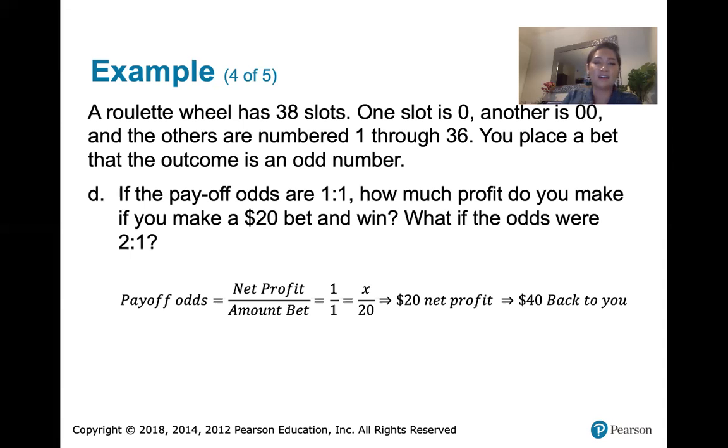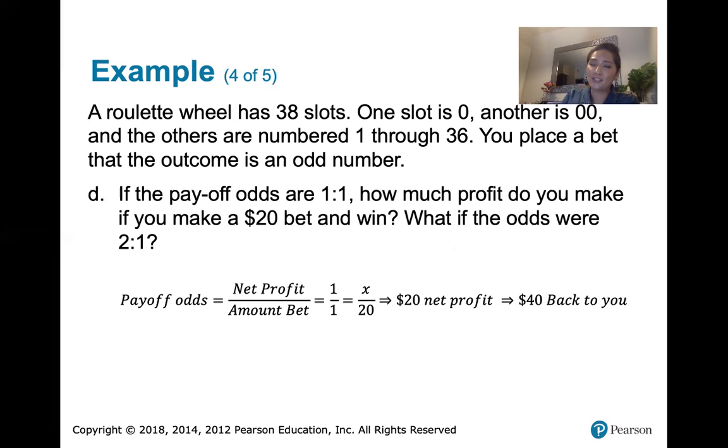Payoff odds are this ratio of the net profit to the amount bet. So if the payoff odds are 1-to-1, that means if you bet $20, you would win $20 extra. So basically, if you want to find the net profit, you'll take that 1-to-1 ratio, write it as a fraction, and set that equal to the net profit, which we don't know, which I'll call X, to the amount bet, which happened to be 20 in this case. If you cross multiply, you're going to get 20 equals X. So you've got a net profit of $20.